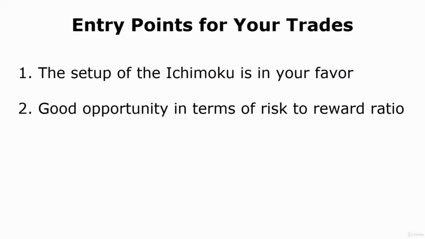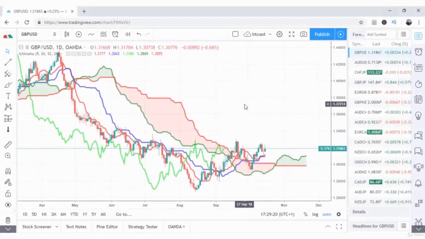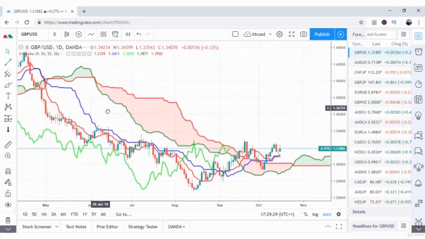So I want to distinguish 2 kinds of entries: entry after a new trend and entry joining an existing trend. A trade on a new trend is an opportunity that you usually have when the price breaks through the Ichimoku cloud. We have already seen some examples in other lectures, but I want to show you other examples here. We have pound US dollar on a daily chart, and here we have a clear breakout of the cloud with the chance to join a new trend.